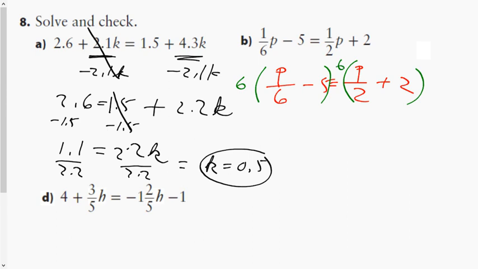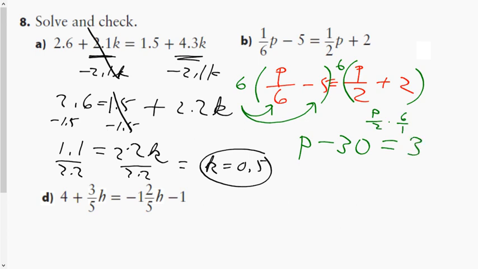Logan, what do you call it when you multiply a binomial by a monomial? What's that operation called? Oh, yes, that's right, distributive property. Perfect. That's excellent. A sixth of p multiplied by 6 is p. Negative 5 multiplied by 6 is negative 30. A half of p multiplied by 6 is 6p over 2, or just 3p, and 2 multiplied by 6 is going to be plus 12. Perfect.